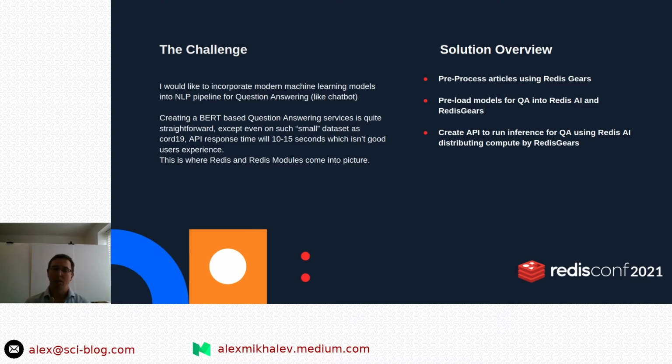So what we are going to do today is pre-process articles using RedisGears. This is the pipeline which we already built. And we are going to preload models for question answering into RedisAI and RedisGears. And then we are going to create an API to run inference for question answering using RedisAI. And what's more important, we're also going to distribute compute on separate RedisGears shards.